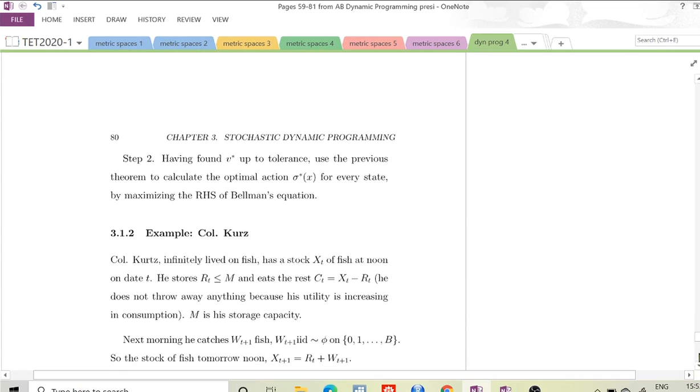An algorithm will stop when it's assured that TⁿW is close enough to V star. Right? So we can discuss that later. And once it's stopped, we say, look, that final TⁿW is close enough to V star, it's practically V star, right? So using that, we can calculate the optimal action sigma star of x for every state x by just picking a maximizer of the right-hand side of Bellman for every state, okay?